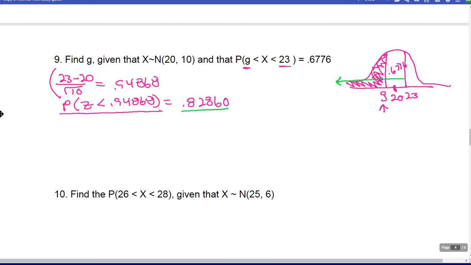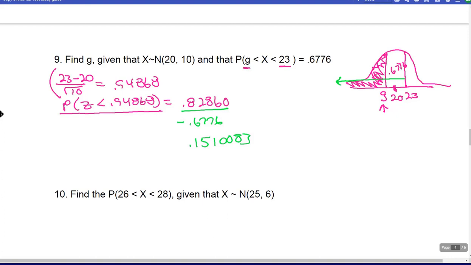And what do you get? Negative 0.6766. I got this. I think I screwed something up. Let me try that one. Nope, yeah, I screwed up.